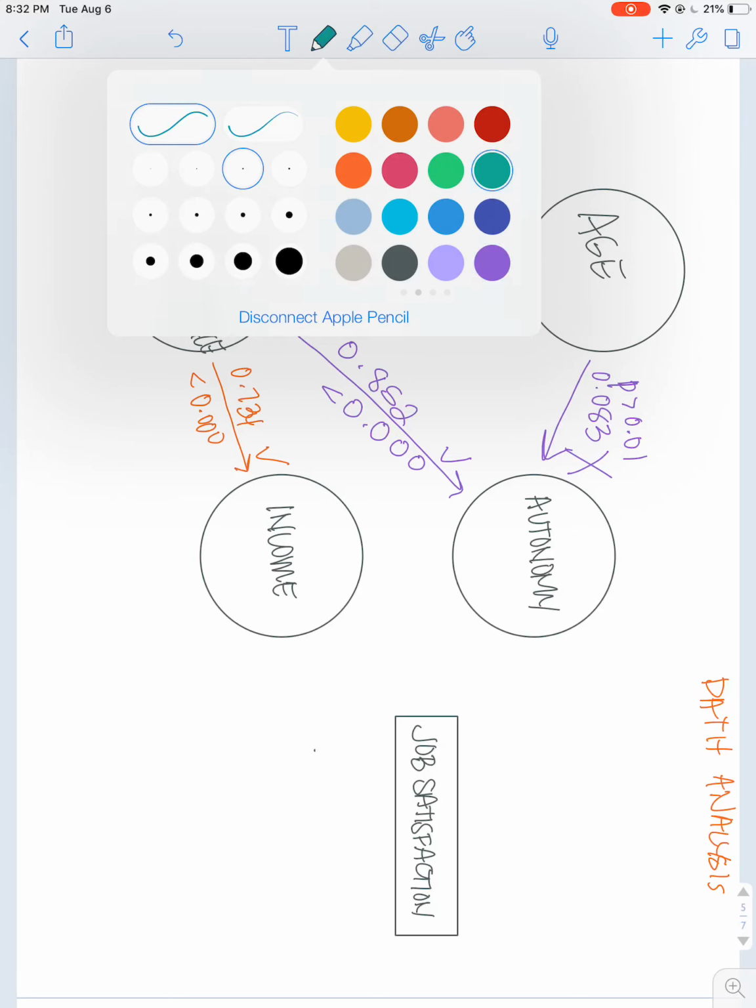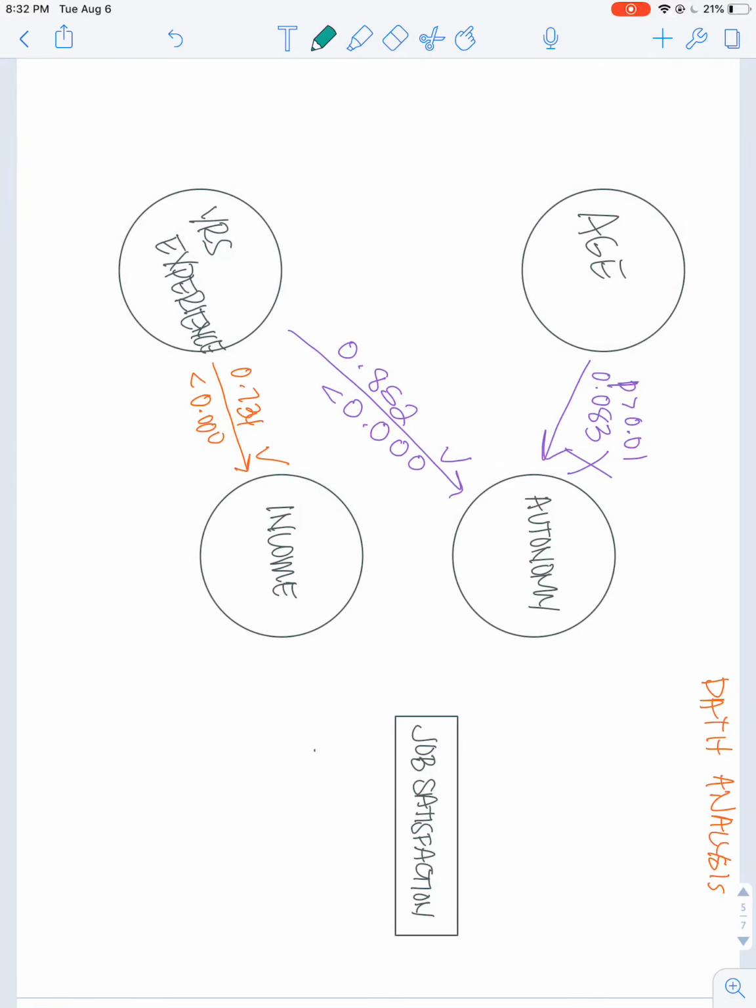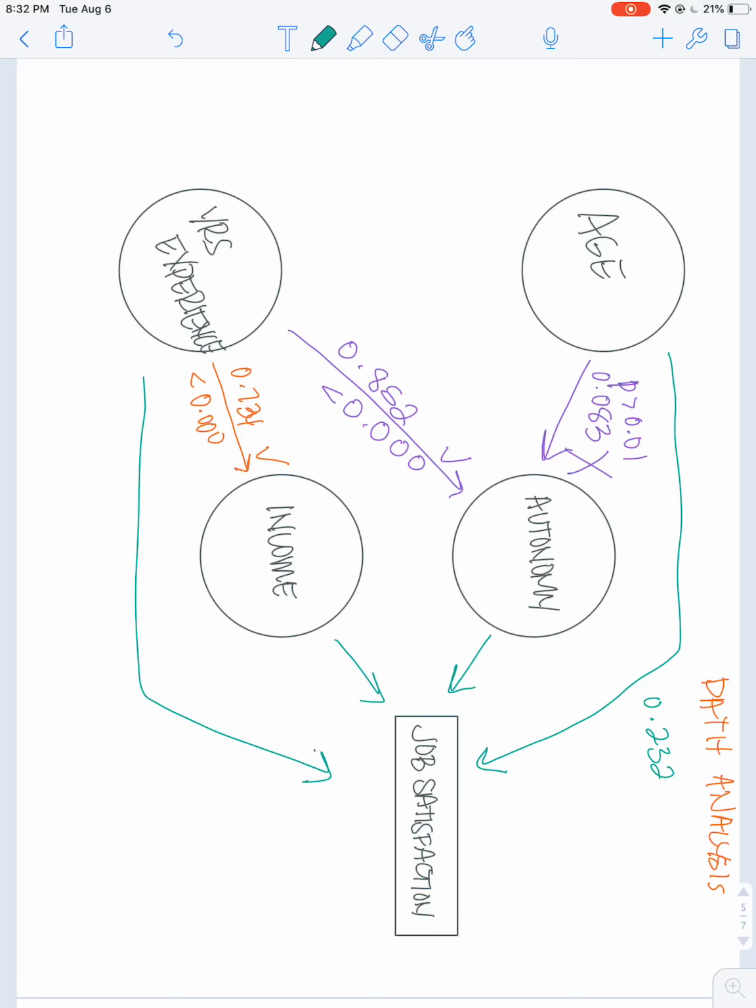And then our last layer that we're going to look at is we're going to look at all of these factors. We're going to look at whether age affects job satisfaction, autonomy, income, and years of experience. And in this case, we have 0.232 with a p-value of less than 0.16. So we're going to keep this one.